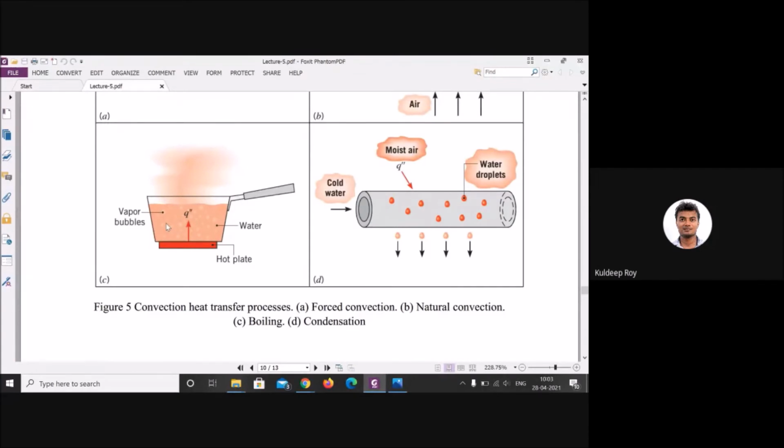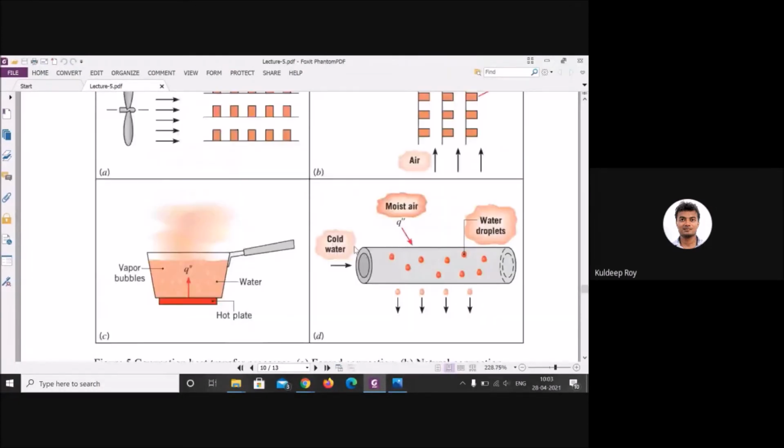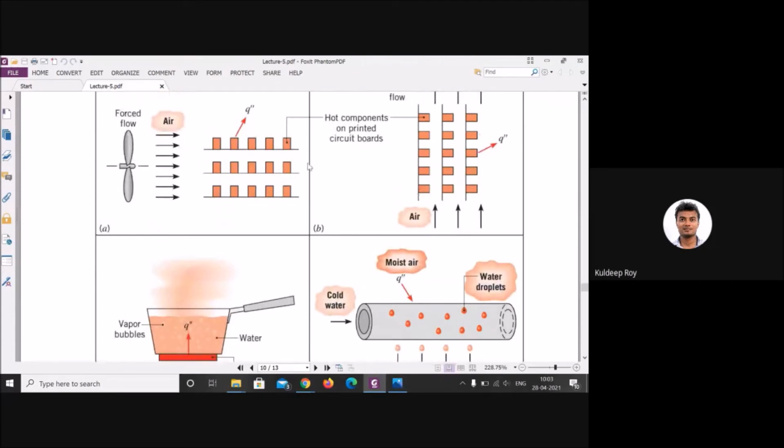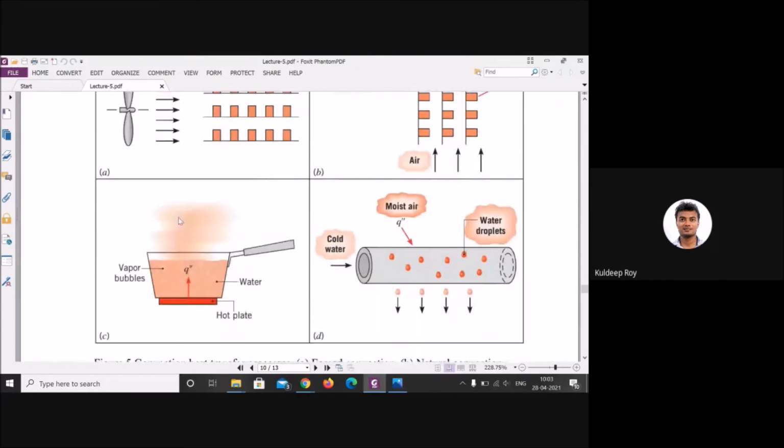Now here, when the cold water crosses through this pipe, what will happen? Here the condensation will take place, and the water droplets will go down from the surface of the pipe. So we have discussed four types of convection process. This one is the free convection, this one is the forced convection, and we have talked about boiling and condensation.